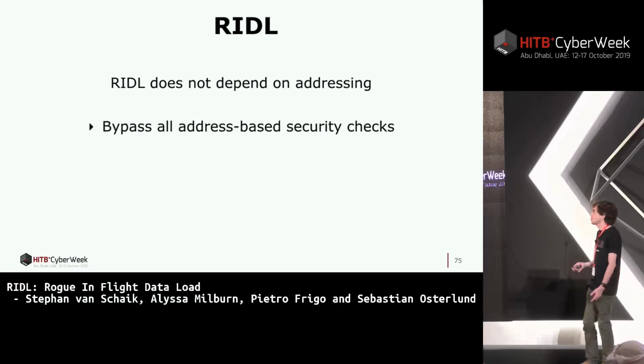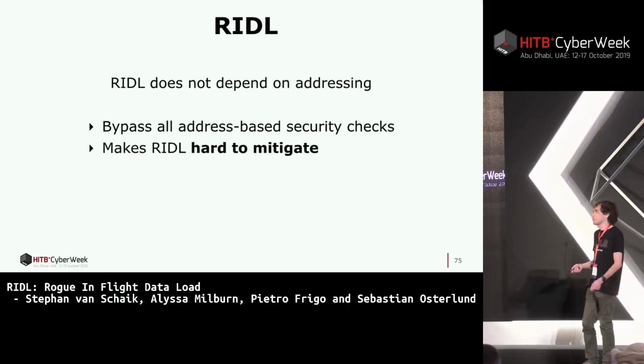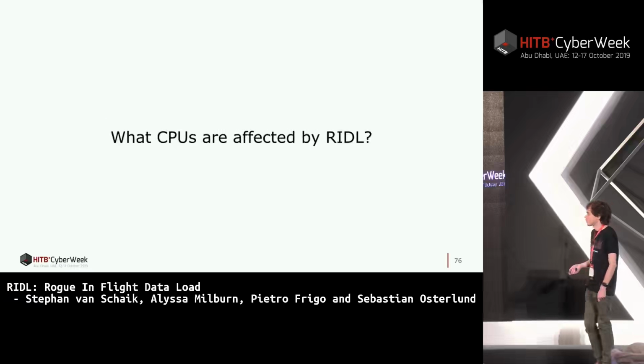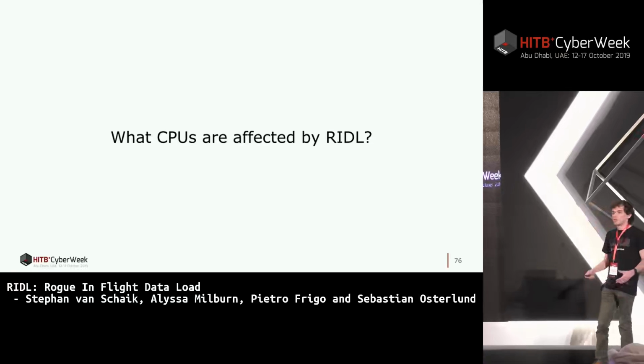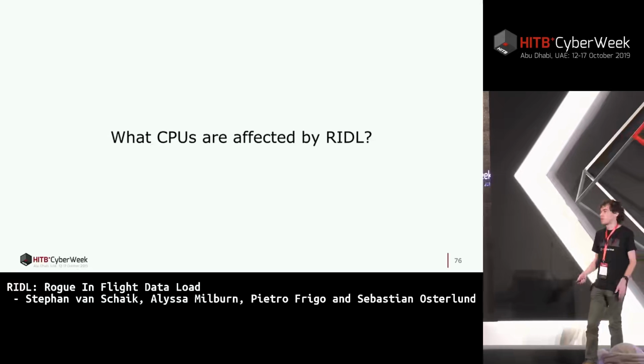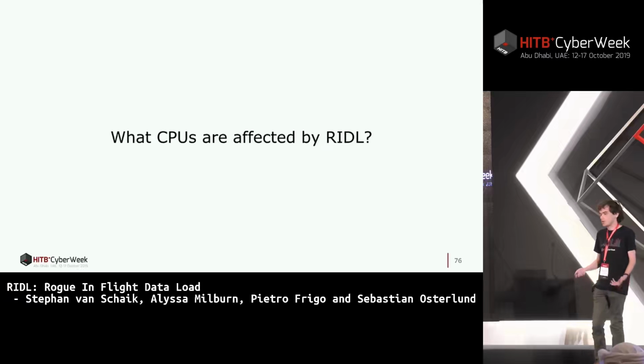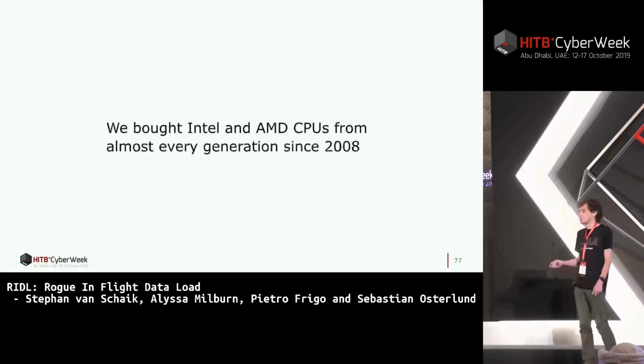What this basically means is that it bypasses all address-based security checks, and this makes RIDL a bit hard to mitigate. So a bit of a side question, but now that we've shown you we have this system where we can execute a RIDL attack program and actually leak the password hash from /etc/shadow, for instance, one of the first questions you might ask, in addition to the security domains, is: what CPUs are actually affected by RIDL?